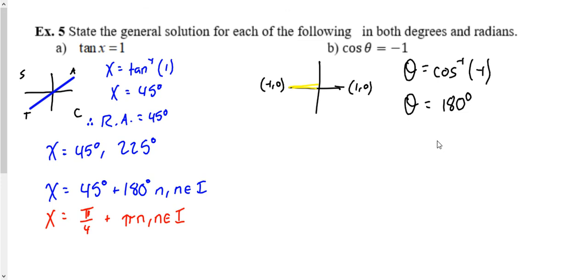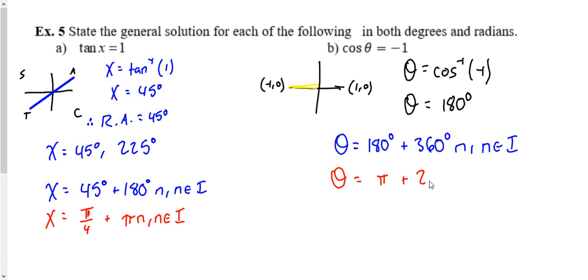So that's our solution, and to write down all possible solutions, aka in general form, we're going to go theta equals 180 degrees plus 360 degrees n, where n is an element of an integer, and in terms of radian, theta is equal to pi plus 2 pi n, where n is an element of an integer as well. So same equation, just converted into radian.